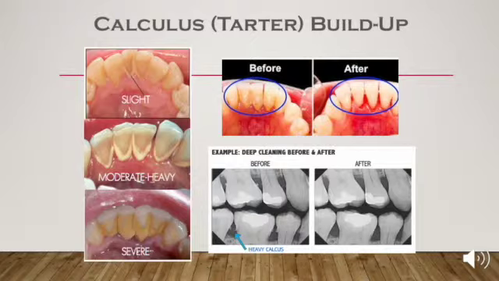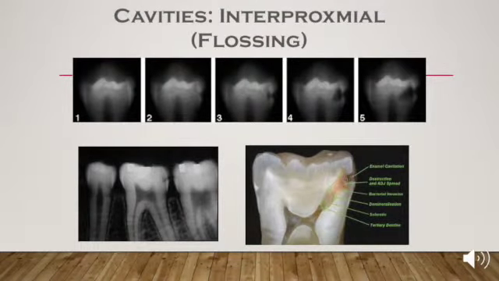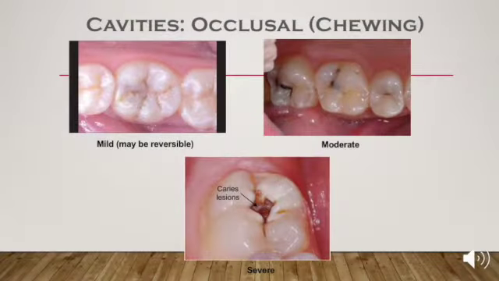Then we also look at calculus, or tartar, is what some people call it. What does it look like on x-rays? What does it look like clinically? If they have clinical calculus, we always take a picture of it to show them. And then cavities, either interproximal, or what we sometimes explain to them as flossing cavities, because hopefully they could floss and not have to have such a severe problem, or occlusal, or chewing cavities, and what these pictures look like.